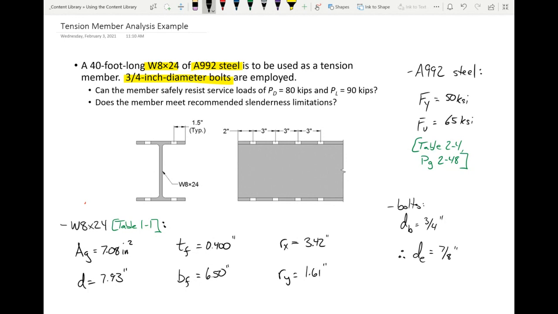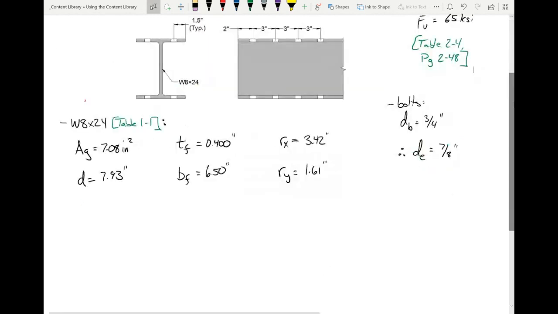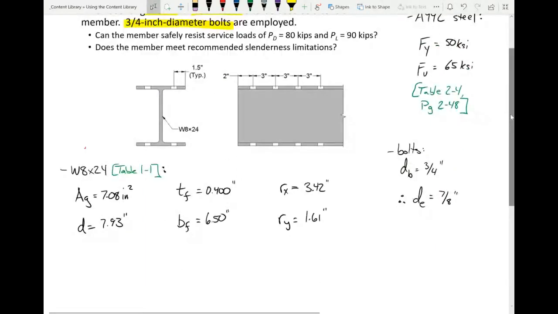Okay, now let's see what we can do here. We have two limit states: the limit state of gross section yielding and net section fracture. What's the formula for gross section yielding? Somebody in the chat, tell me, what's the formula for gross section yielding?